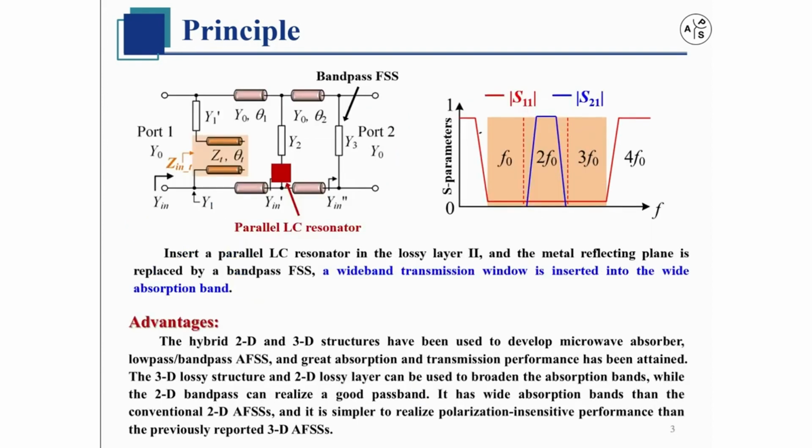Furthermore, a parallel LC resonator is inserted in lossy layer 2, and the metal reflecting plane is replaced by a bandpass FSS. This addition introduces a wideband transmission window within the wide absorption band. In this structure, the 3-dimensional lossy structure and the 2-dimensional lossy layer work together to broaden the absorption bands, while the 2-dimensional bandpass component enables a good passband. This hybrid structure offers wider absorption bands compared to conventional two-dimensional AFSSs and simplifies the realization of polarization-insensitive performance in comparison to previously reported three-dimensional AFSSs.